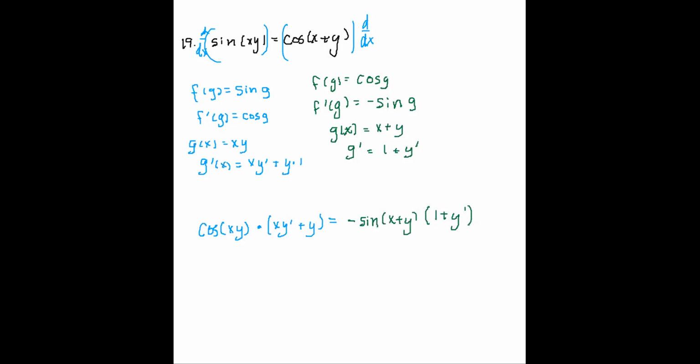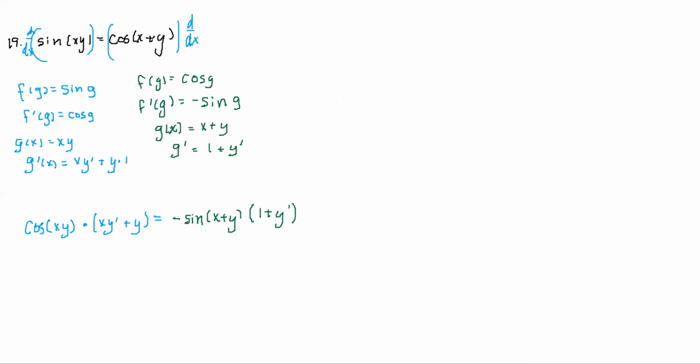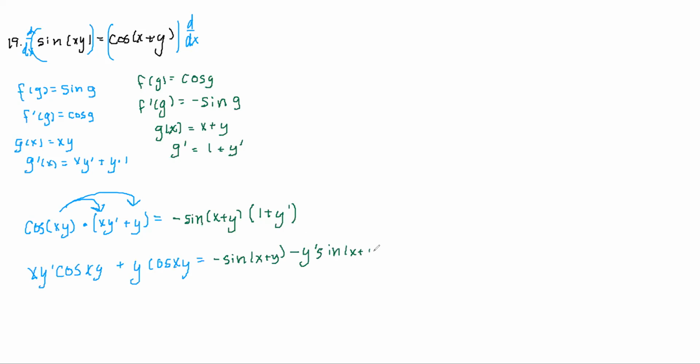Okay, so I'm going to have to do a lot of distributing and then bringing it back in to get my y primes first. So first I'm going to do the distribution. So I got to put cos xy into both of these. So this is going to be x y prime cos xy plus y cos xy is equal to negative sine (x plus y) minus y prime sine (x plus y). Okay, now I'm just going to go back and double check my signs. This should all be positive. Everything's positive there. That is making everything negative, so I have a negative and a negative. All right, seems good. Now I'm going to add y prime sine (x plus y) here to both sides.